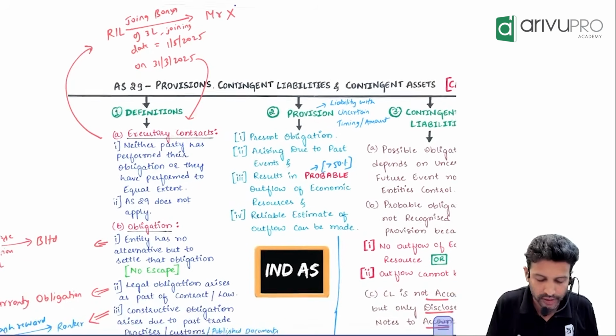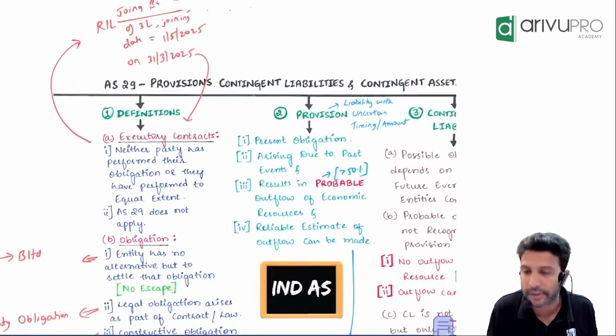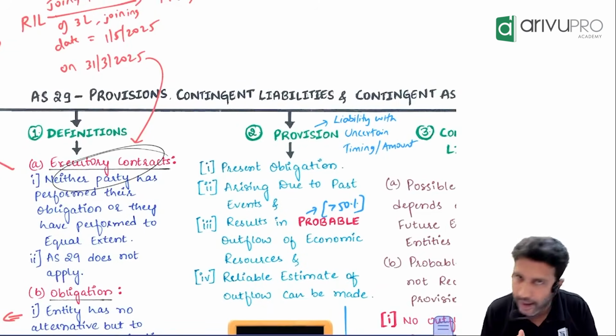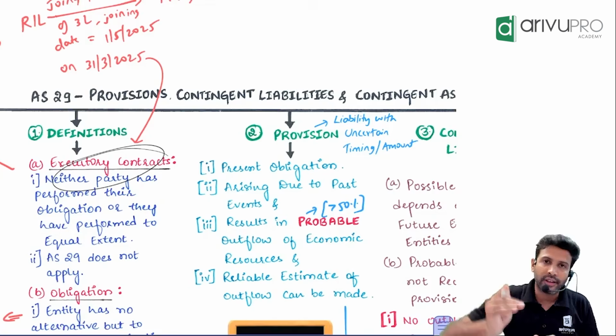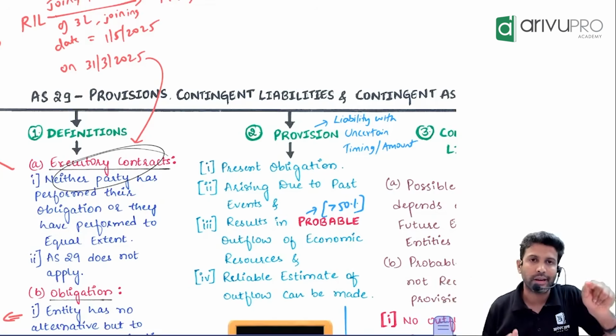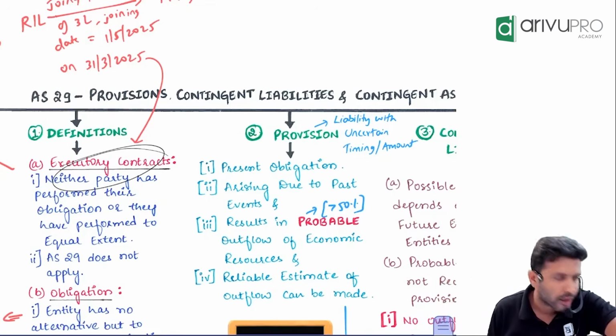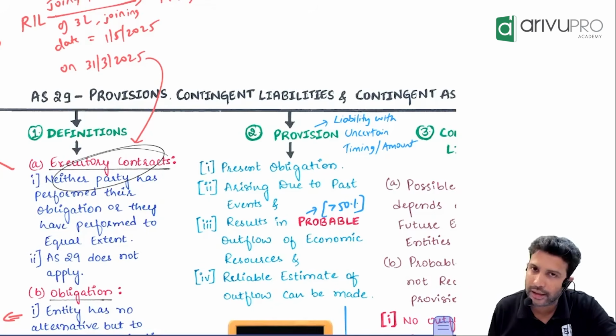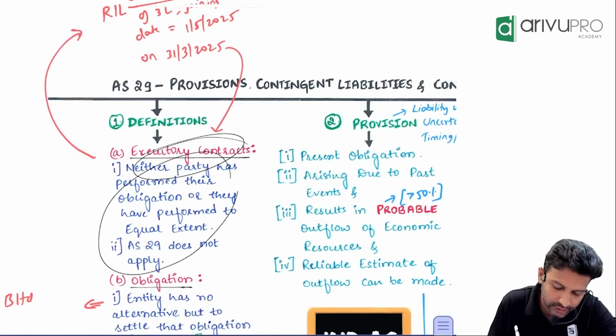The first one is something called executory contract. Executory contracts are those contracts where neither party in the contract has performed their obligation, or all the parties in the contract have performed their obligation to equal extent.